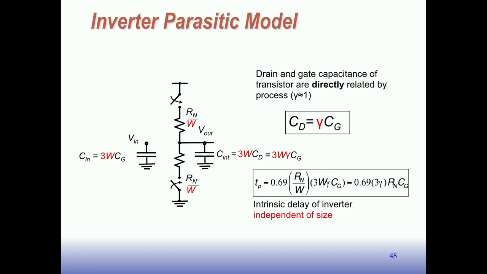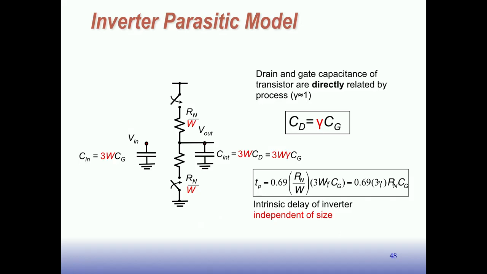The resistance, which is R over W, times the internal capacitance, which is 3W gamma C sub G. The W's cancel out. So we get 0.693 times 3 gamma R times C. This is the intrinsic delay of the inverter. It's interestingly independent of size. So if we make really big transistors, as long as we scale the P and the N together, it doesn't change the intrinsic delay of the inverter.